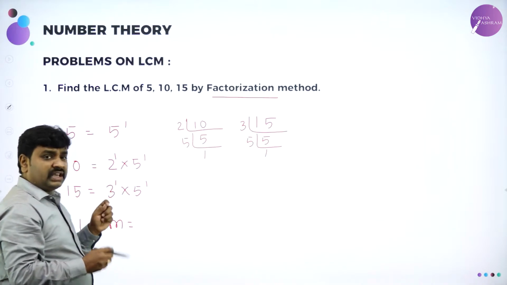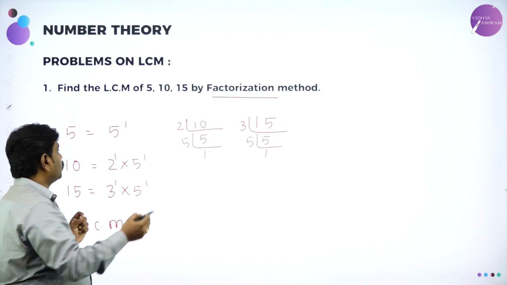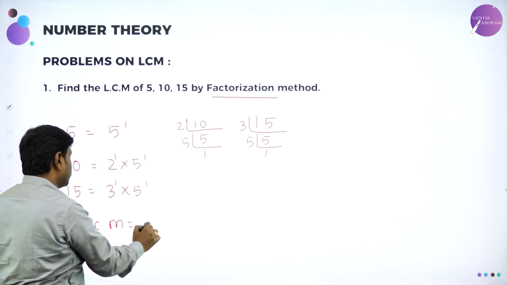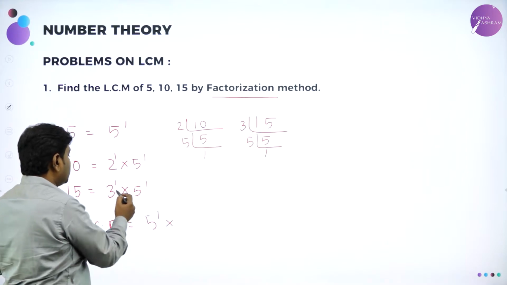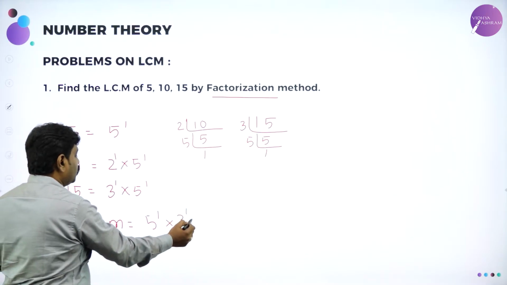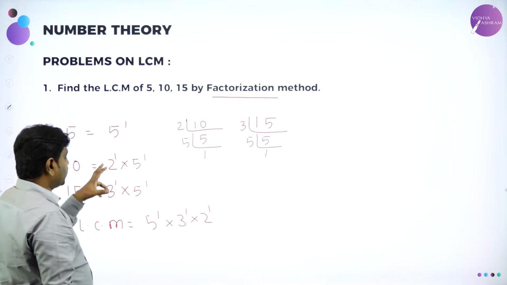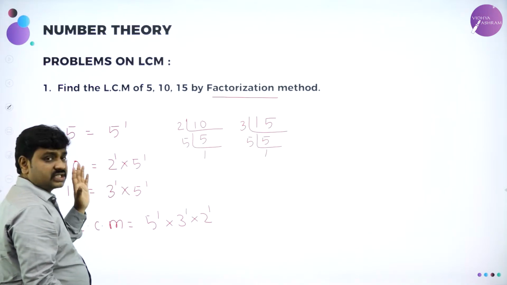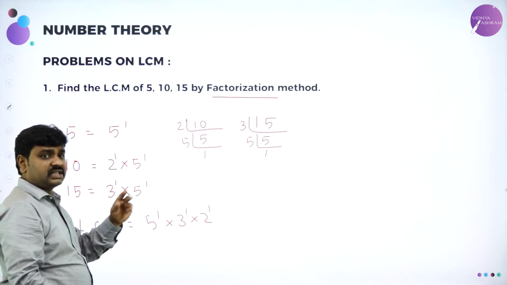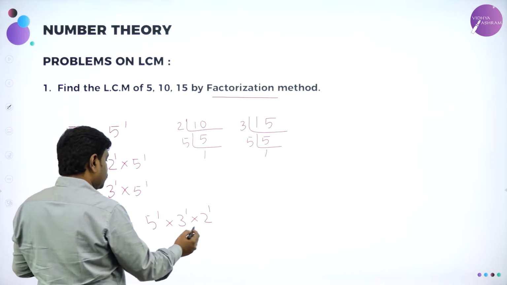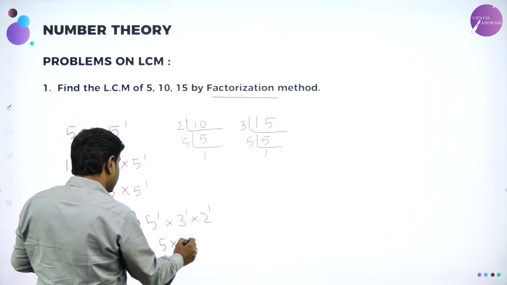So pick each factor with its highest power. 5 is always 5 power 1, here also 5 power 1, here also 5 power 1, so 5 power 1. And 3 is with power 1 only. 2's highest power is also 2 power 1. I have to pick the highest power. So 2 occurs as 2 power 1, that is the highest. 5 occurs as 5 power 1, that is the highest. 3 occurs as 3 power 1, that is the highest. So 5 into 3 into 2 is the LCM.